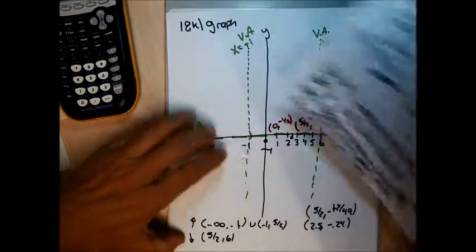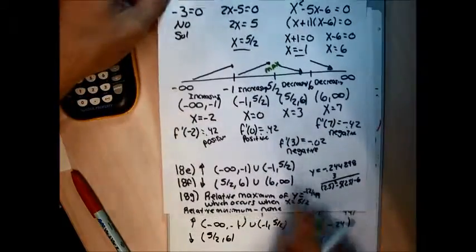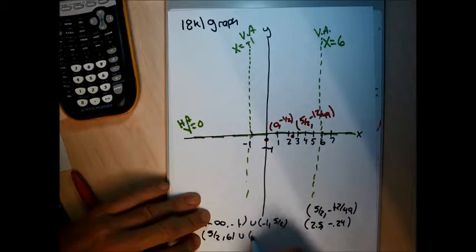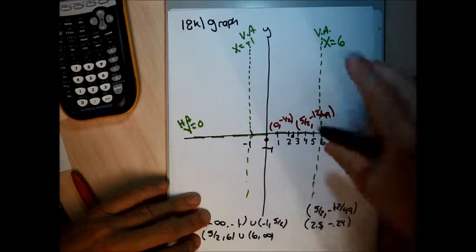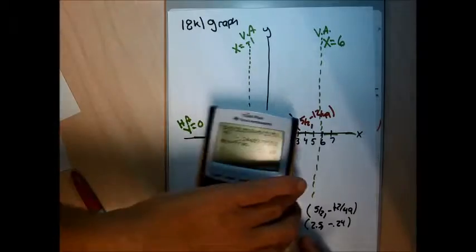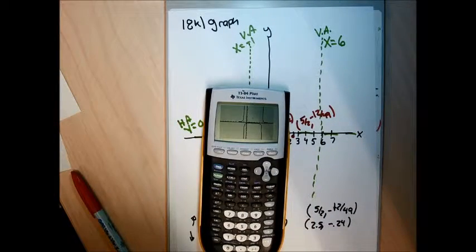That's decreasing from this point to this vertical line. And it's decreasing from 6 to infinity, which is this whole side. I'm going to borrow a graph from my calculator. I already have a graph on my calculator. I don't know that I like that window perfectly well.